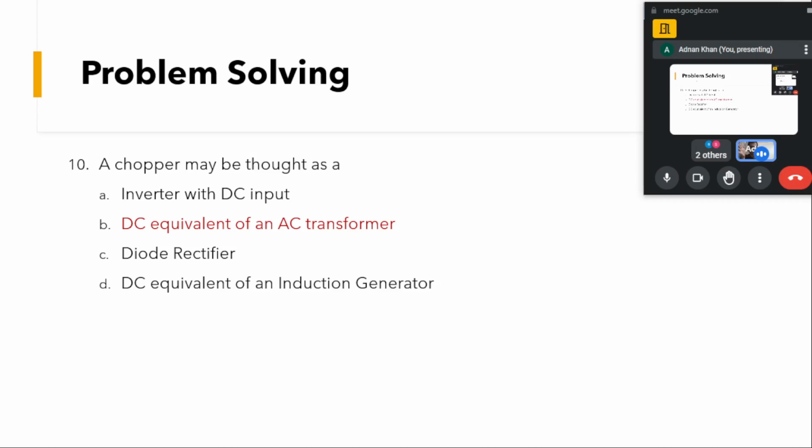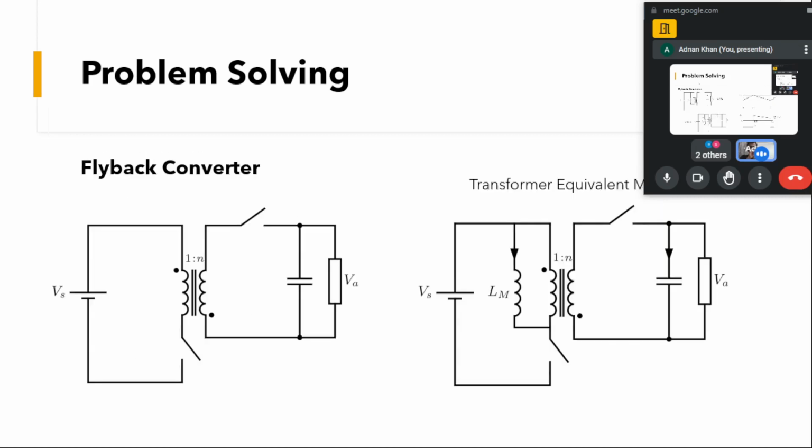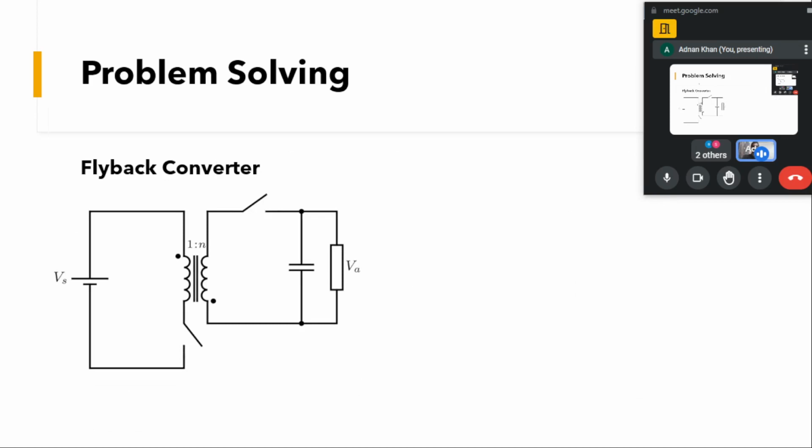So this was for today, the questions that needed to be discussed up till now. Shaikh is asking me to explain once again the flyback converter. So here you can see the circuit diagram of this flyback converter. This is an isolated DC-DC converter. It's an isolated buck-boost type of converter.